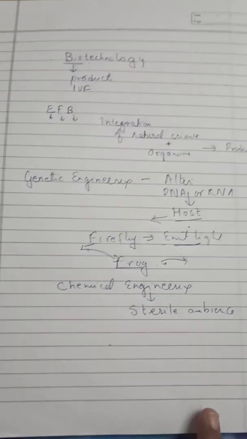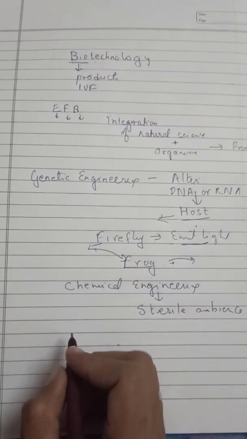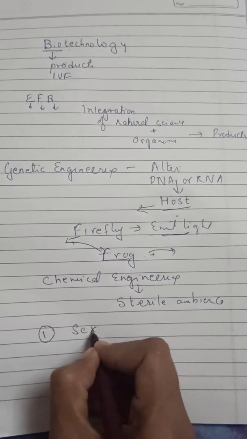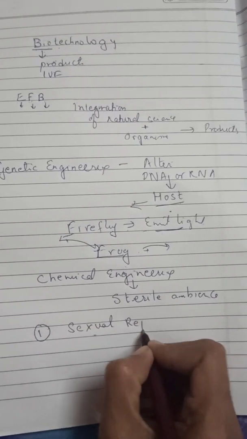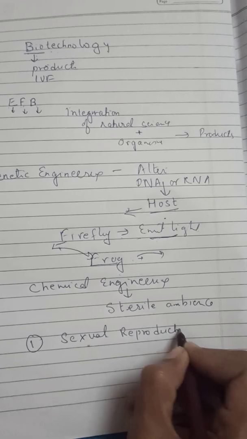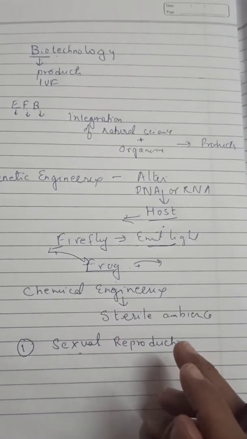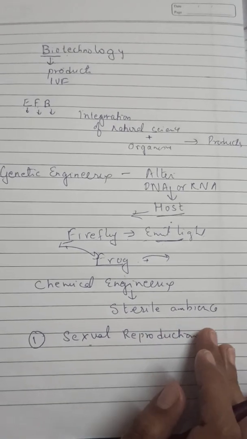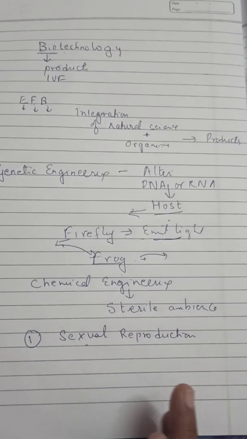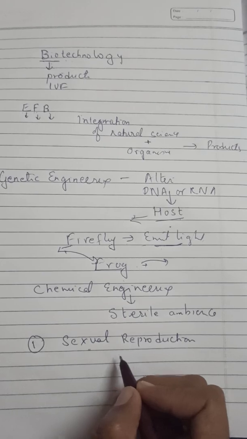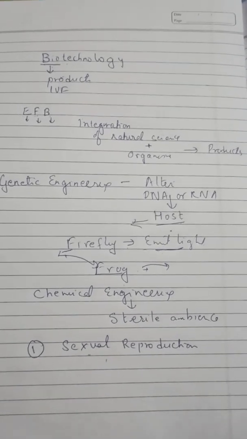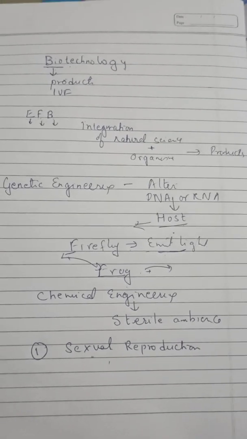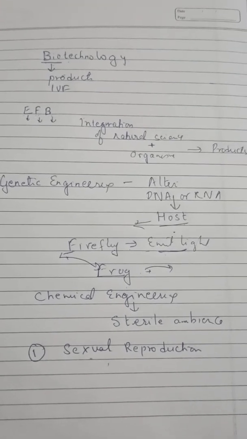So when we see the conceptual development of genetic engineering, first we have to understand this, that sexual reproduction is better than asexual reproduction. Why? Because in sexual reproduction, variations are there. We get unique combinations, we get different combinations, and variations are possible in sexual reproduction, whereas in asexual reproduction we get exact copies. So there is no variation there.